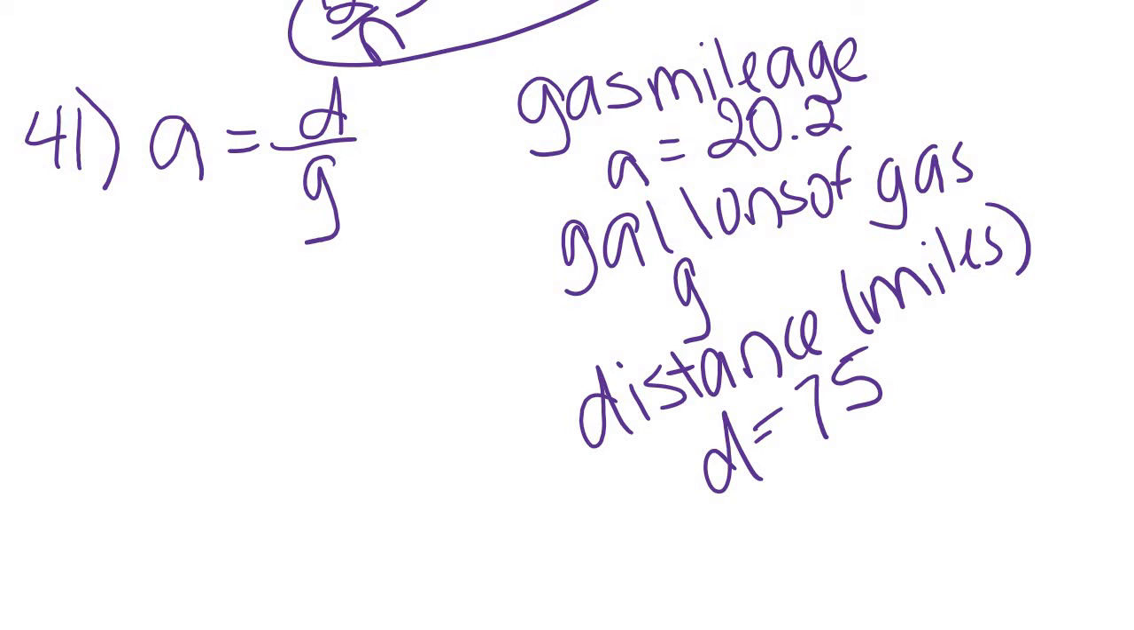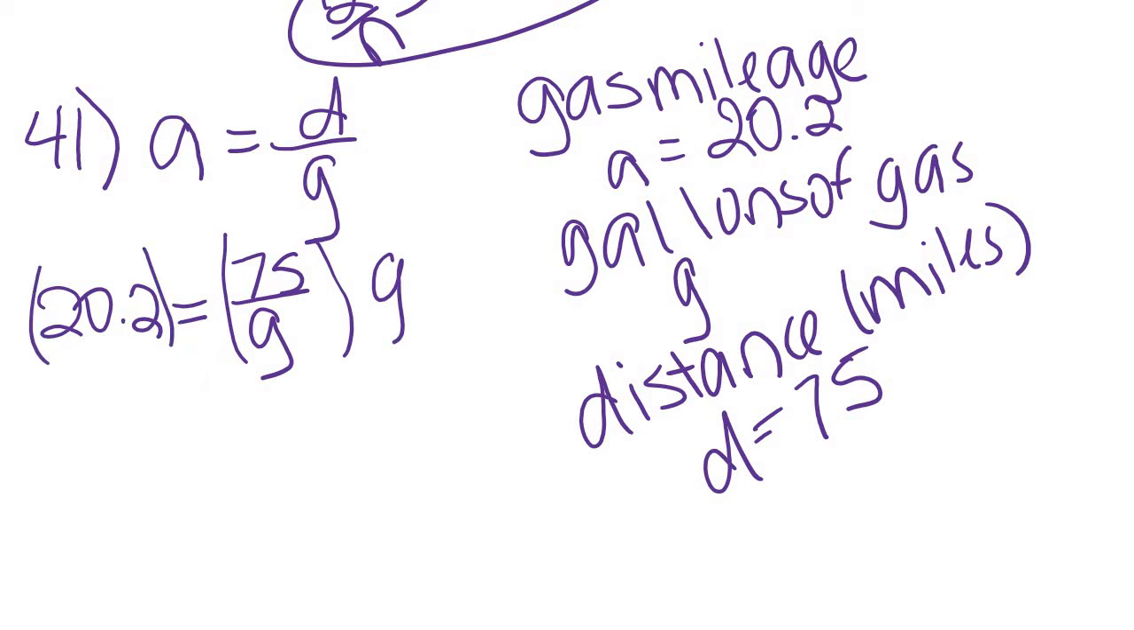All right, well, you can do two things. You can either fill in what you know. So A is going to be 22 is equal to D, which is 75, over G, and solve for G that way. Let's go ahead and solve for G that way so you can see. First thing I'm going to do is that I hate this fraction. It's bothering me. Let's get rid of it. Multiply both sides by G. So we have 22 G is equal to 75.